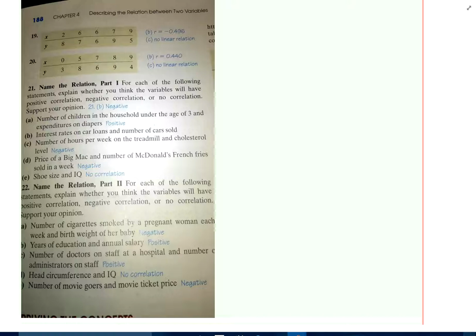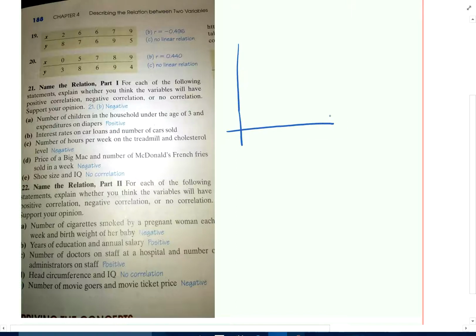Anyway, for each of the following statements, explain whether you think the variable will have a positive association, negative association, or no association. Support your opinion. A. The number of children in a household under the age of 3 and the expenditures on diapers.